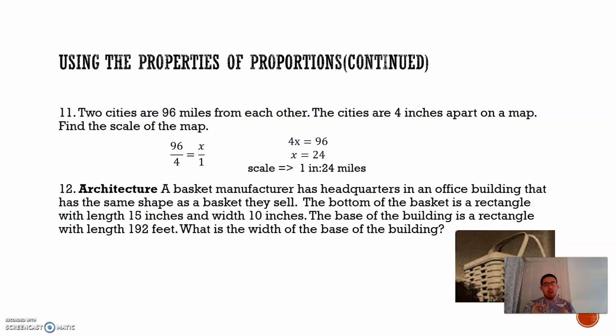A basket manufacturer has headquarters in an office building that has the same shape as a basket they sell. The bottom of the basket is a rectangle with a length of 15 inches and a width of 10 inches. The base of the building has a length of 192 and the width of the base of the building, what is it? So 15 and 10 must equal 192 over x. Okay? If you cross multiply that, you get 15x is equal to 1920. And then if you divide both sides by 15, you get x is equal to 128, which means your width is 128 feet.